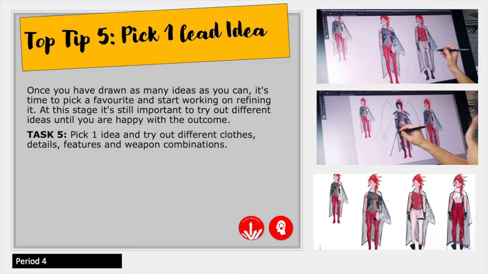On to task number 5. You're then going to pick a lead idea from the ones that you drew in tasks 3 and 4. And I want you to try out different clothes, details, and weapon combinations on them. Now, because you are working digitally, you should be able to do this quickly and easily by using layers, and we'll be talking more about how to use digital drawing apps in this project to help you.